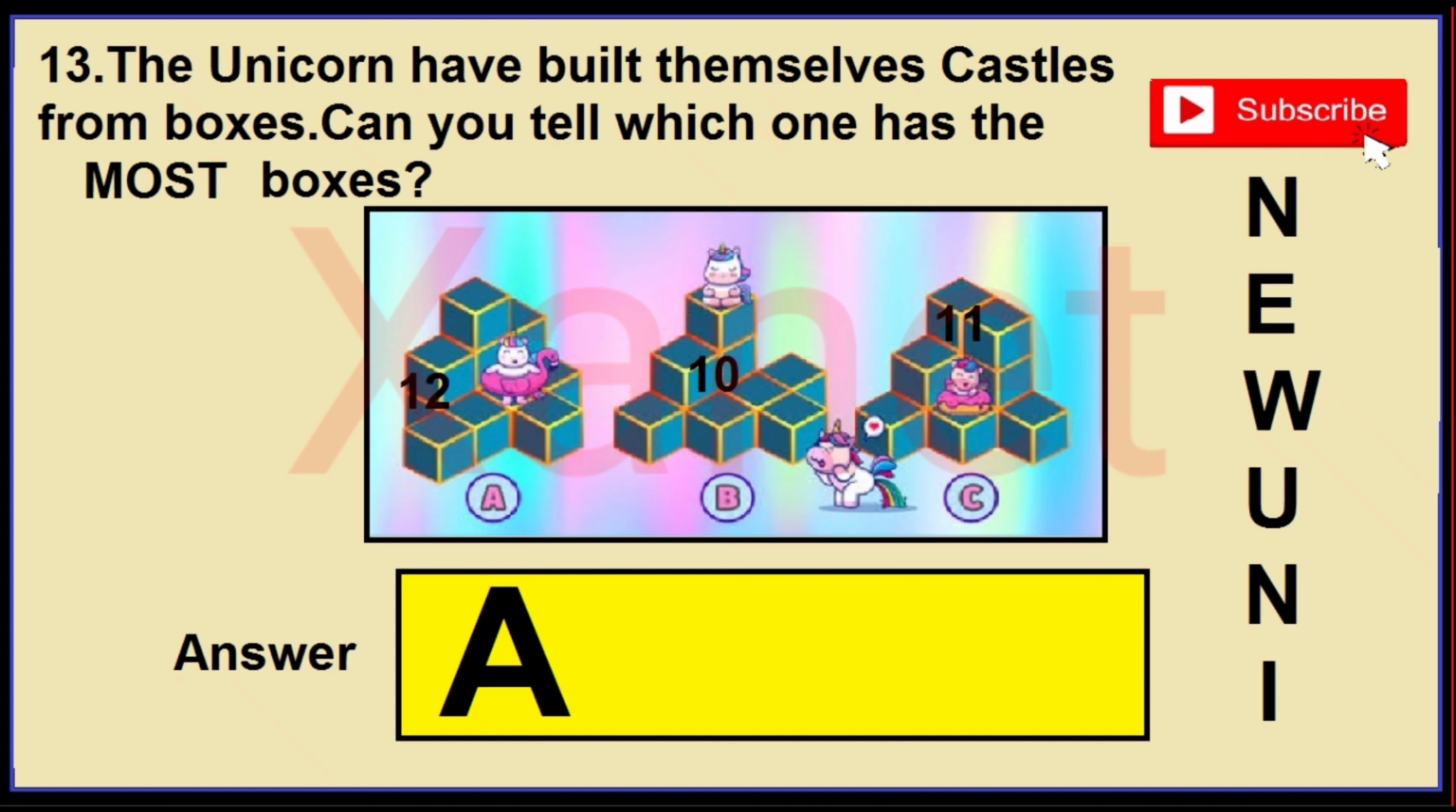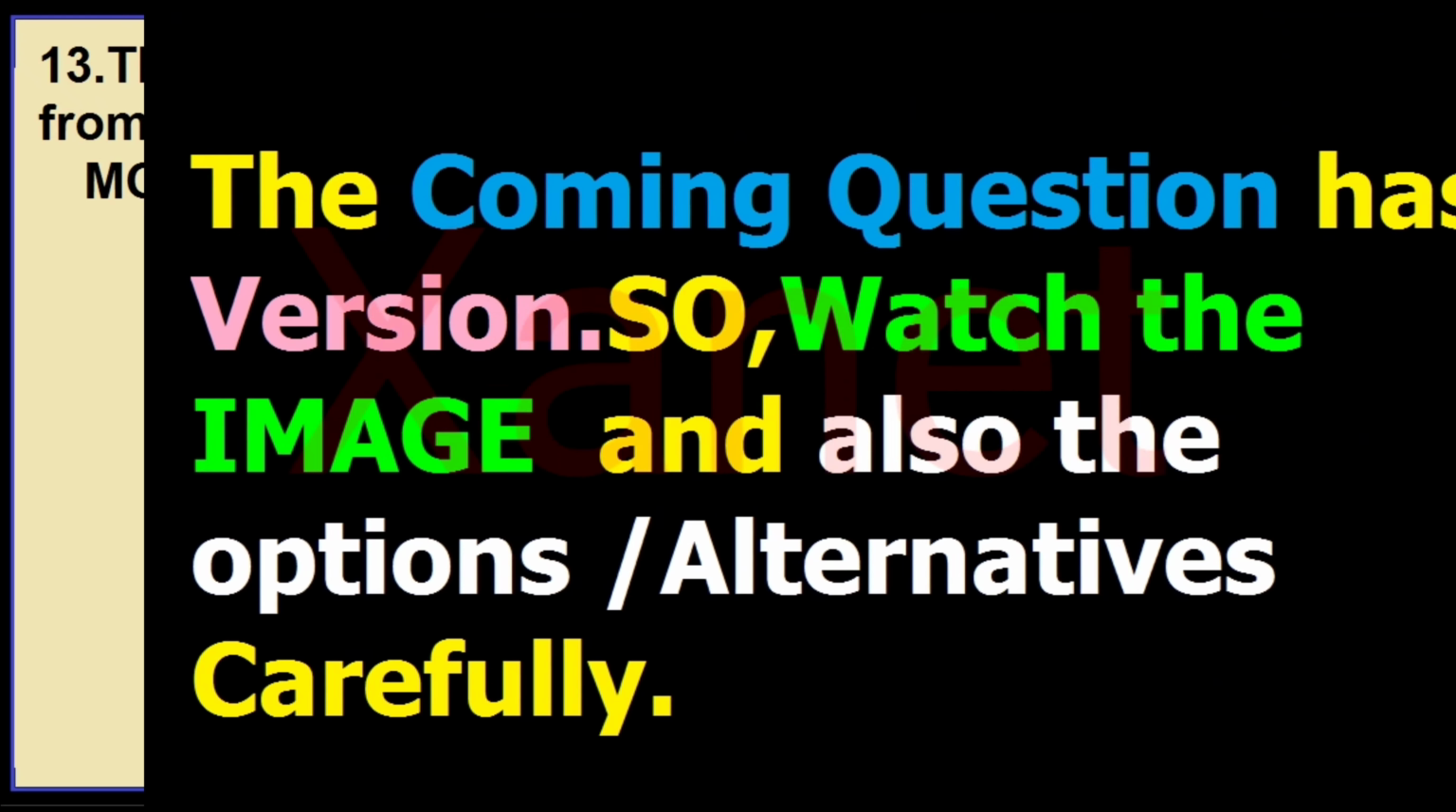Now in version 5 of this question, you can see that the image is similar to that of version 4, but one thing is different in the question, that is, it is asked here, can you tell which one has the most boxes? Previously it was fewest, now it is most. So if you find this sort of question, then the correct answer is A.